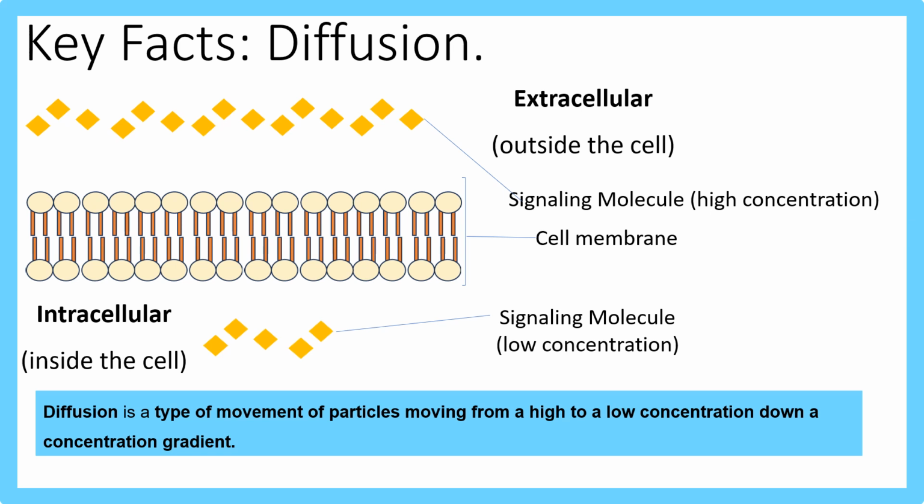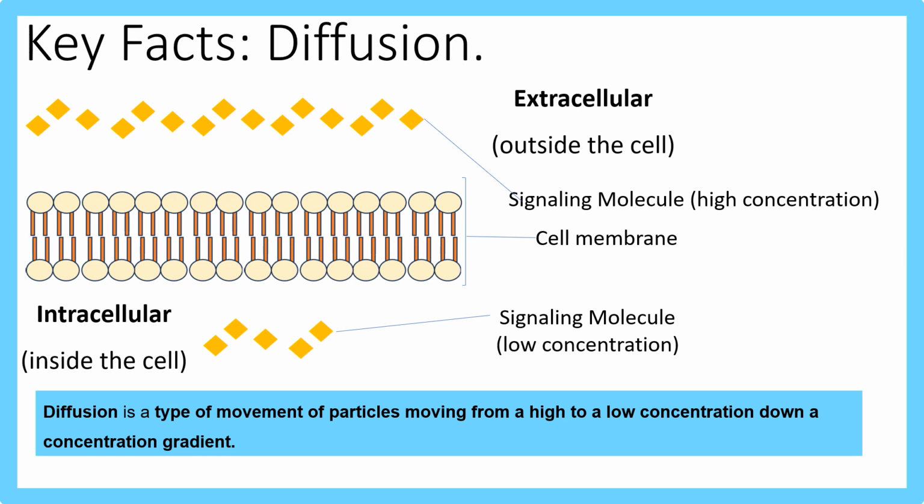So what is diffusion? Diffusion is a type of cellular movement, okay? It's how particles and molecules actually move, from an area of high concentration to a low concentration, down a concentration gradient. So let's have a look at this image here. Extracellular is outside the cell, intracellular is inside the cell. So you can see outside of the cell, there's lots of signaling molecules. So there's a high concentration of the signaling molecules.